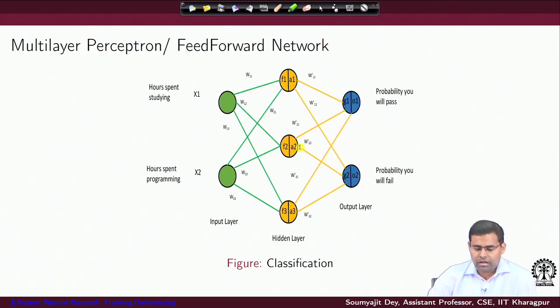So, this is a sample architecture for a classification system. Essentially you are doing a 2 class classification, whether you are going to pass or whether you are going to fail, like that.